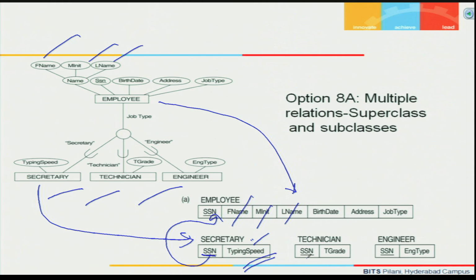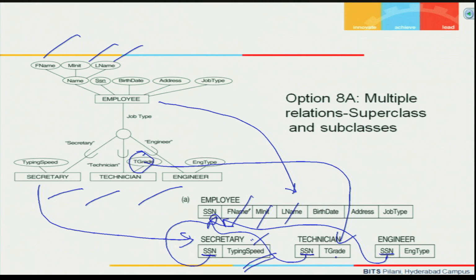Similarly, for technician, the technical grade, which is a specific attribute here, has been included as a field, and SSN is a foreign key which will point to this. Similarly, for engineer, SSN and then engineering type, and this becomes the primary key, and this is pointing to the SSN of the superclass. This is the first approach. That means I have separate relations for the superclass as well as the subclasses.